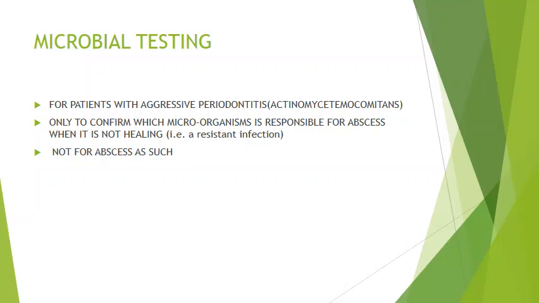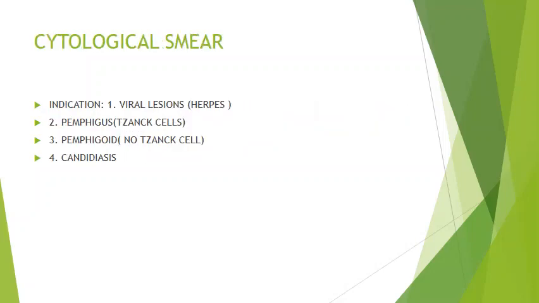So the next option, we'll move on, is cytological smear. What is a cytological smear? How do you do it? We take a thin tissue or blood sample on a glass slide, spread it, and stain it for cytological examination, and it is seen under a microscope.